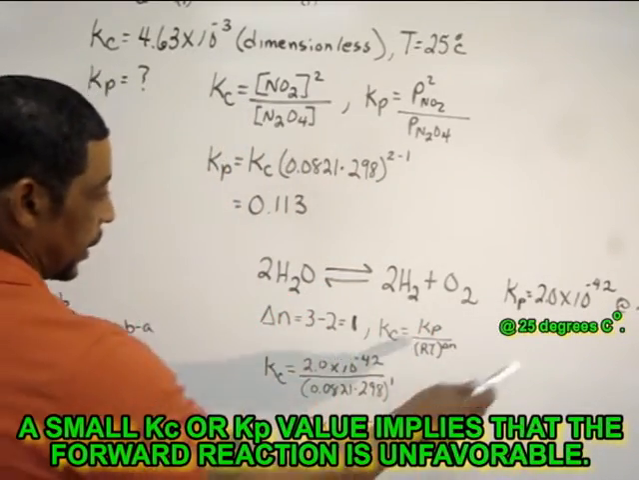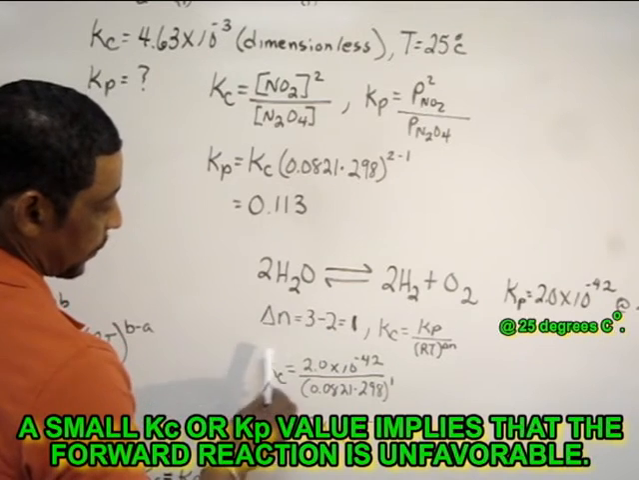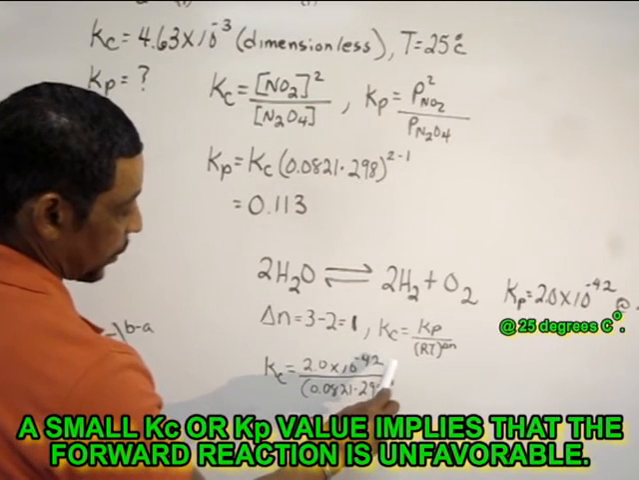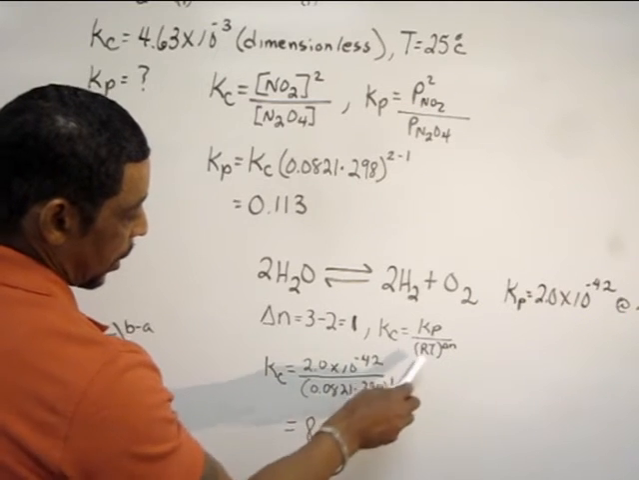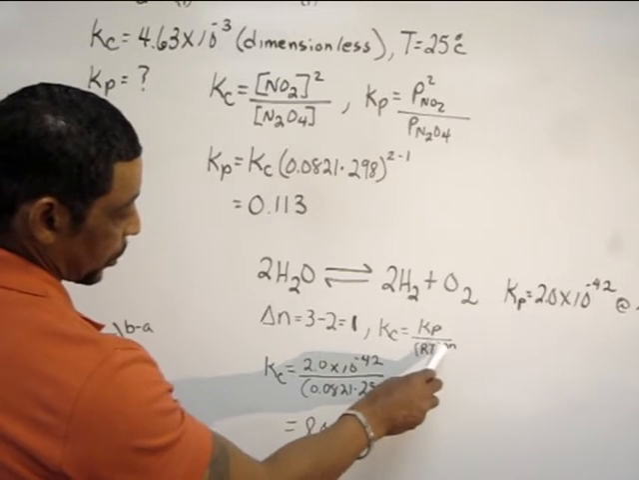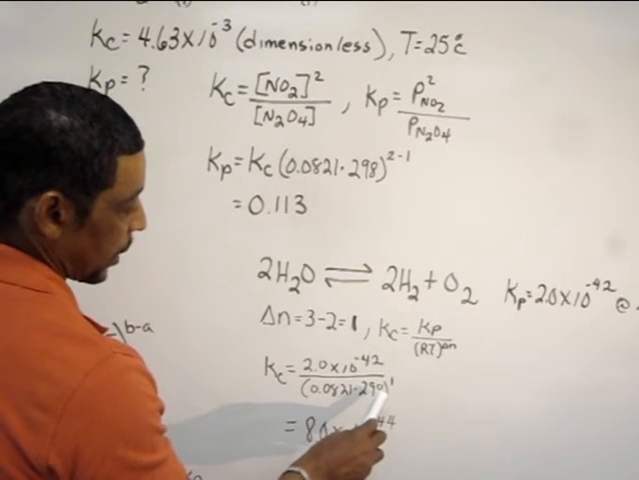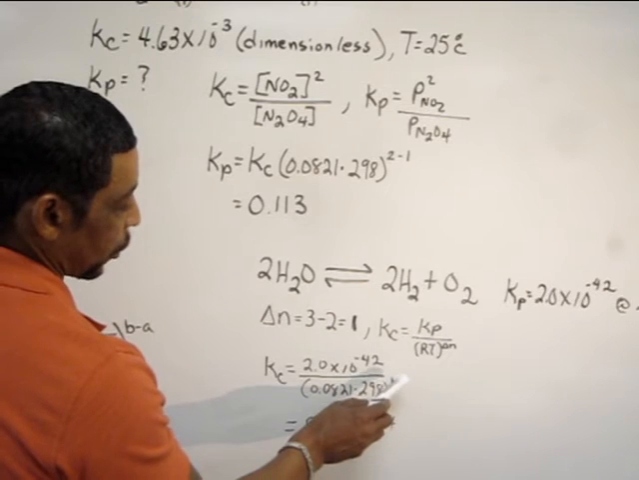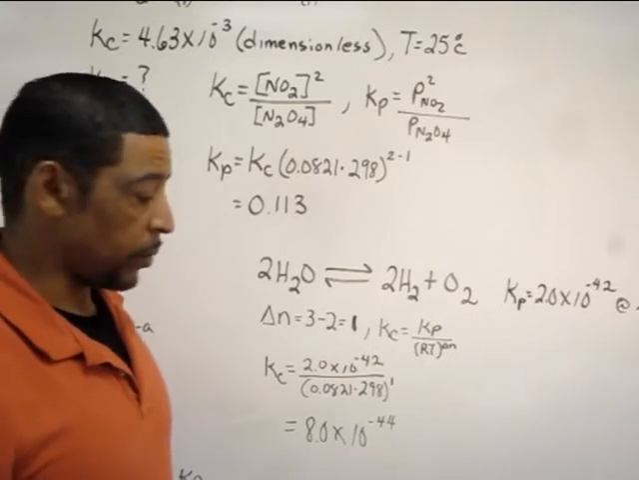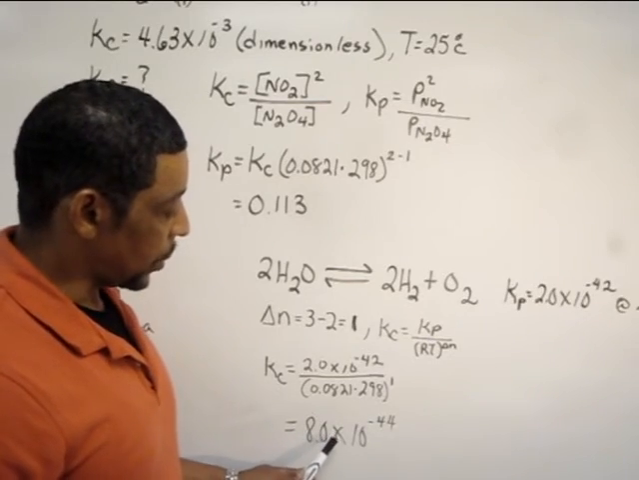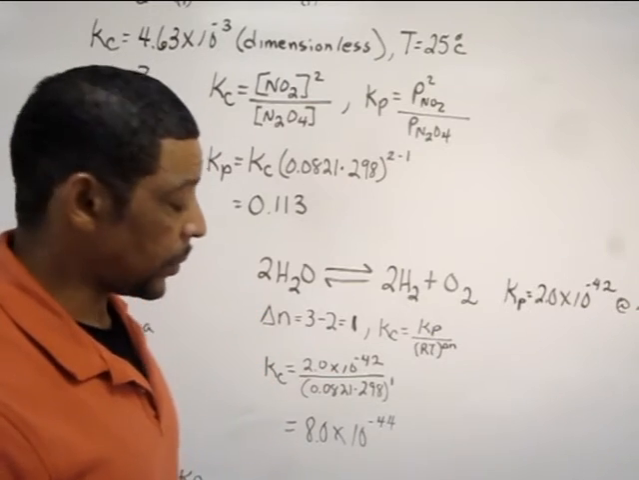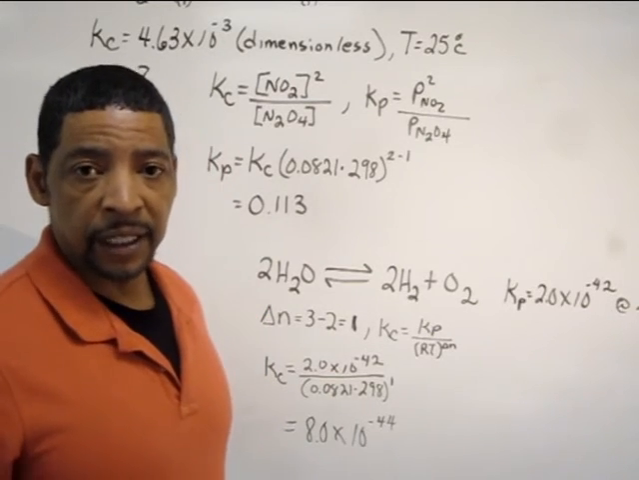Now substituting the data, we yield the following Kc value, where Kp is 2.0 times 10 to the negative 42, divided by R, 0.0821, times the Kelvin temperature, which is 298 K, raised to the first power, which represents the change in moles. And the Kc value will be 8.0 times 10 to the negative 44, where of course the Kc value is dimensionless.